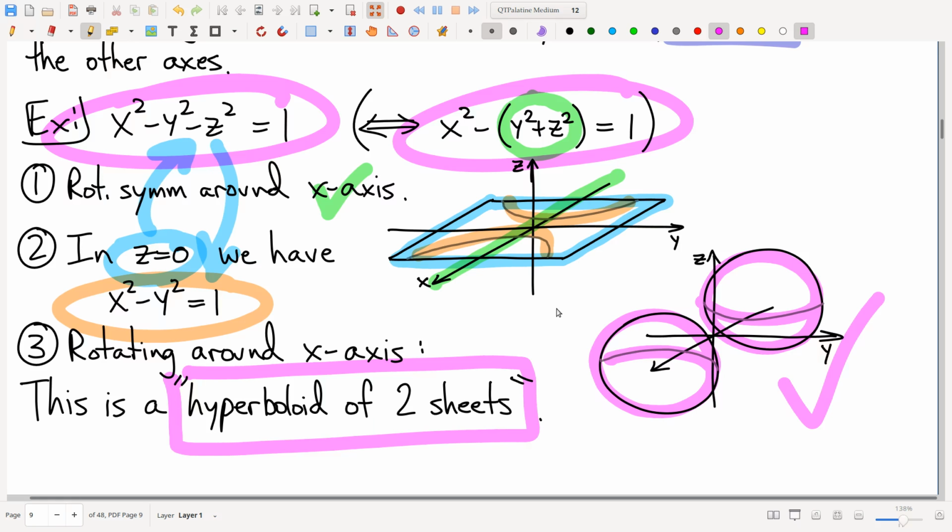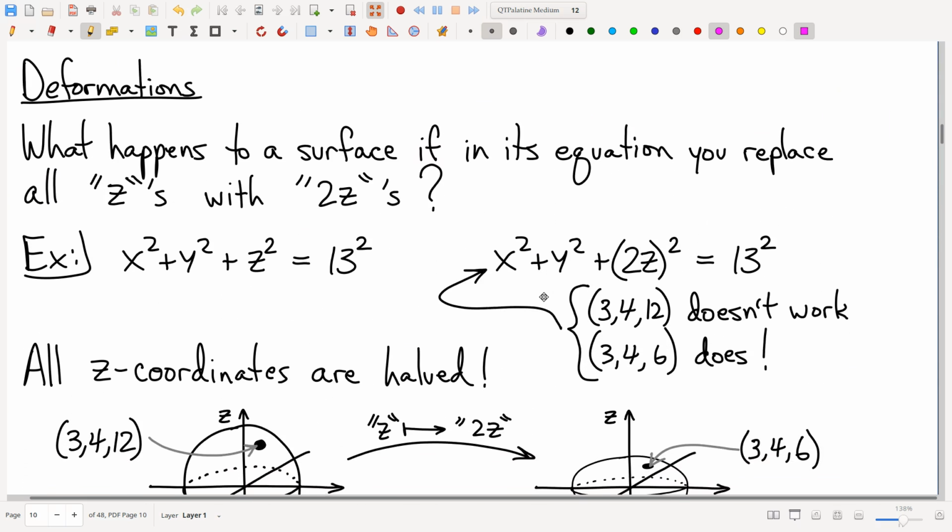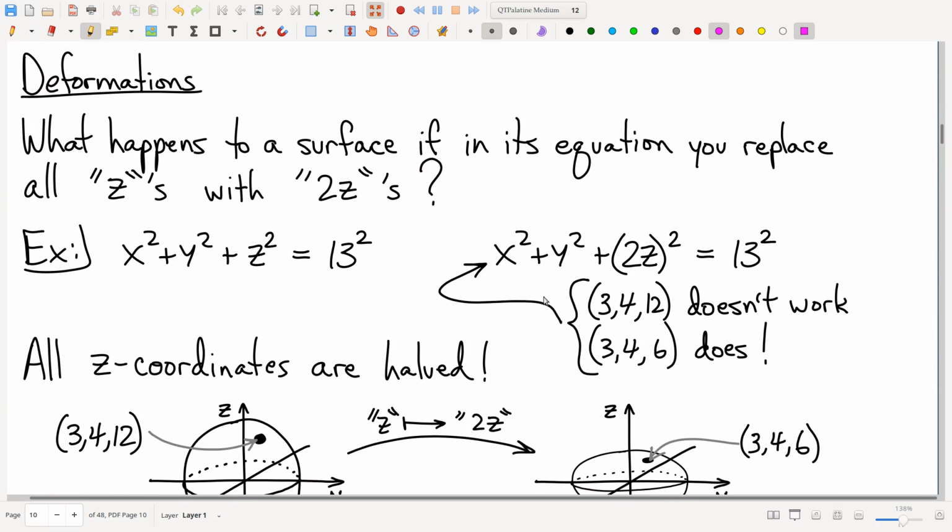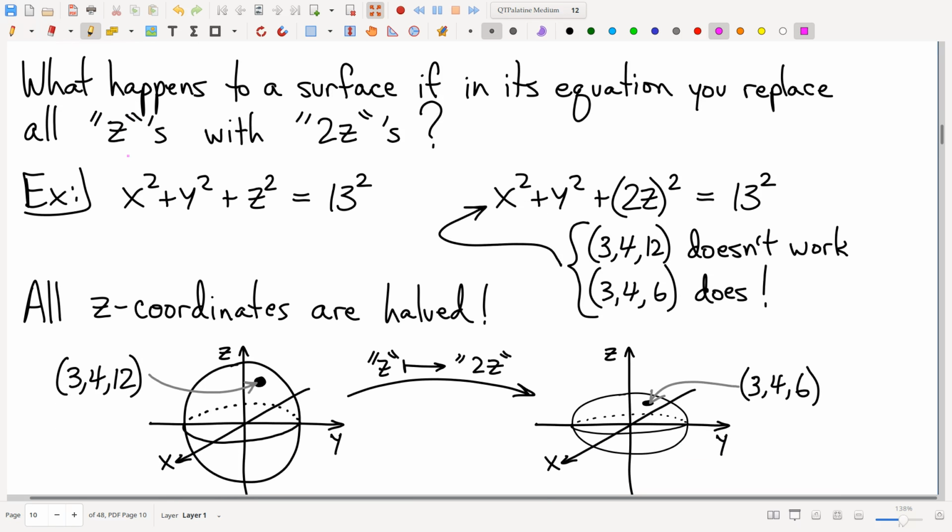Yeah. Okay. All right. Okay, here's another tool for your toolbox. What I like to call deformations. This again is really important. It comes up a lot. You'd be surprised how often this comes up. So roughly speaking, I want to address this question.